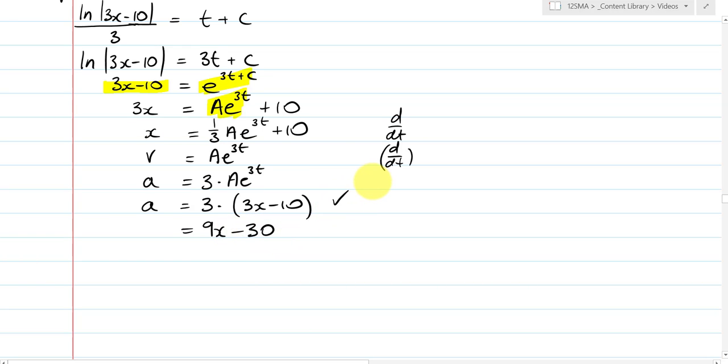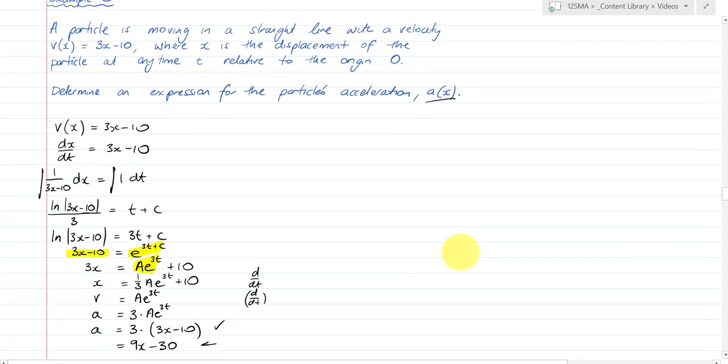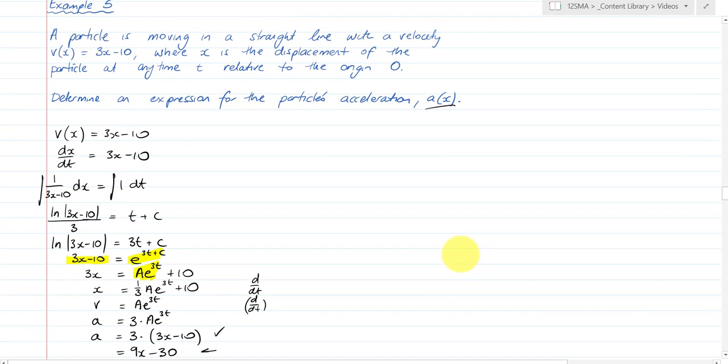That of course is the factorised form, but this might be more useful in some cases. So there we have it. There's an example of how we might use differential equations where in particular acceleration, velocity or displacement are not functions of time but functions of one of the other motion variables. All the best.